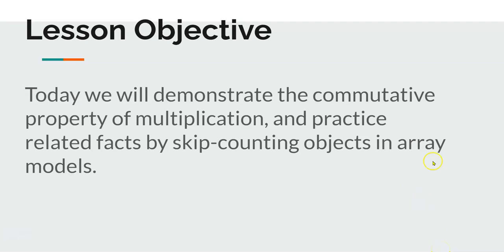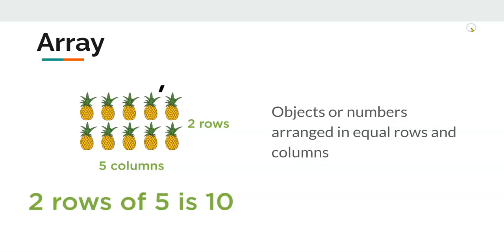Let's go over today's lesson objective. So today we will demonstrate the commutative property of multiplication and practice related facts by skip counting objects in an array model. All right, let's go over some vocabulary.